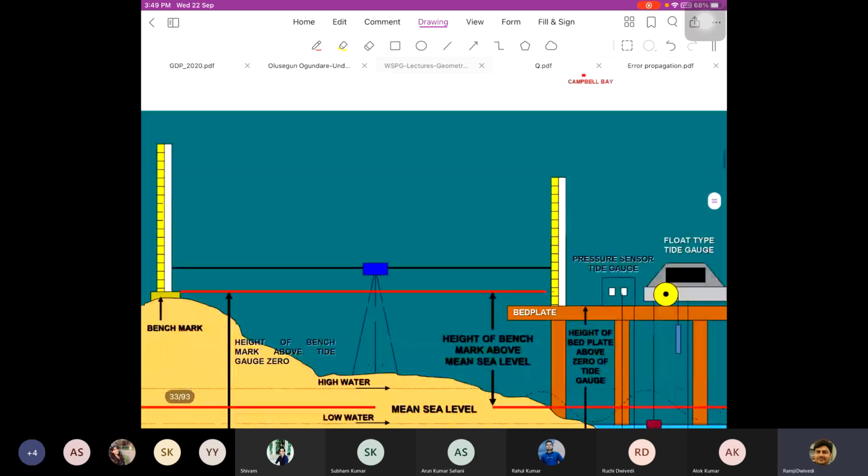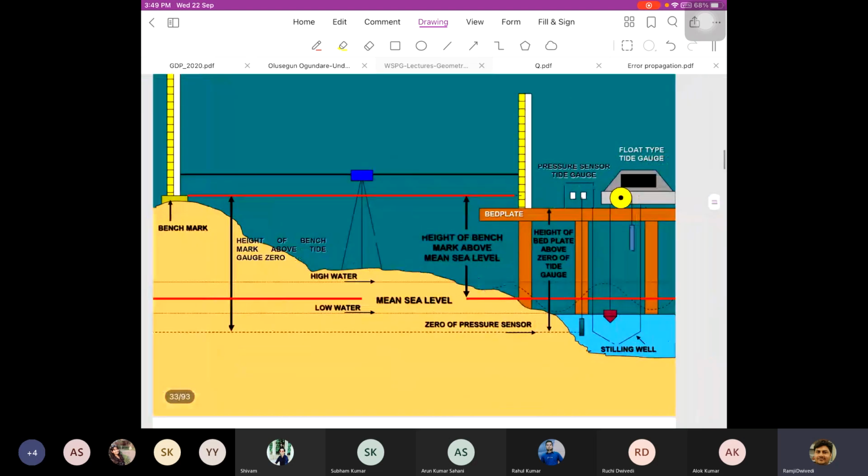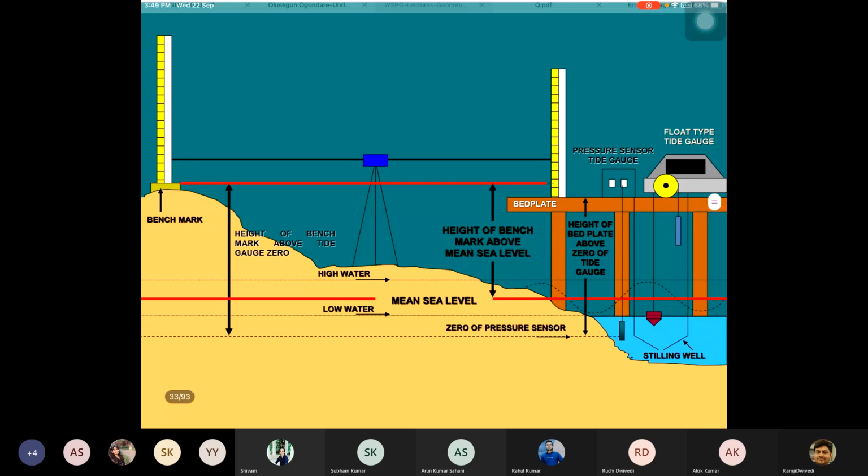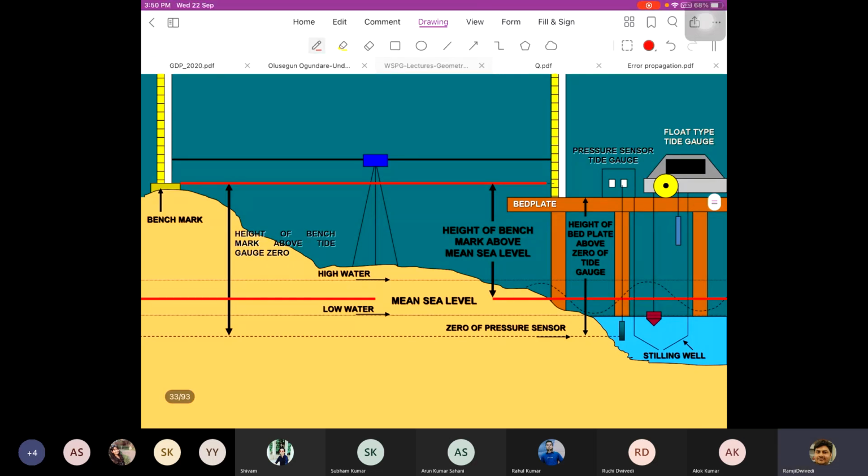This is your simple tide gauge network module, where, with the help of this little equipment called a float type tide gauge, you try to measure the variation here. This is considered as low water, low tide. High water, high tide, and in between you have a mean sea level. This will go up and down to check how much water is there.